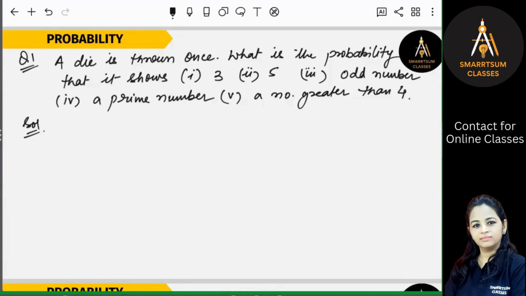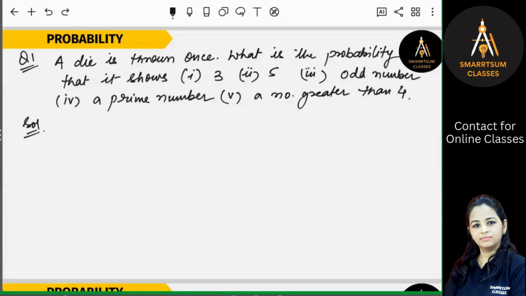Now look at this question. Question number 1. A die is thrown once. What is the probability that it shows 3, 5, an odd number, a prime number, and a number greater than 4? So there are 5 parts of this question in which you have to find the probability of each and every one part, right? So what is the random experiment here?